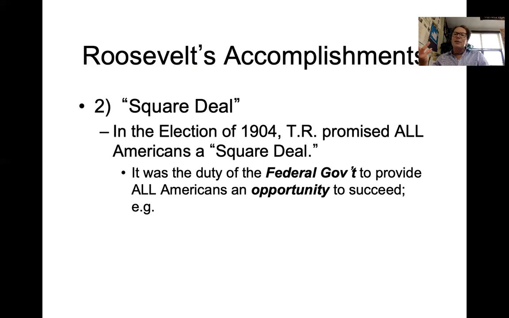Now in TCI, they'll talk about how Roosevelt felt that the square deal was also an opportunity for the federal government to regulate big business and to really look out in the best interest of the American people, which is true. But to me, the square deal was about opportunity. And Roosevelt believed it was his responsibility as president to provide every American an opportunity for success.